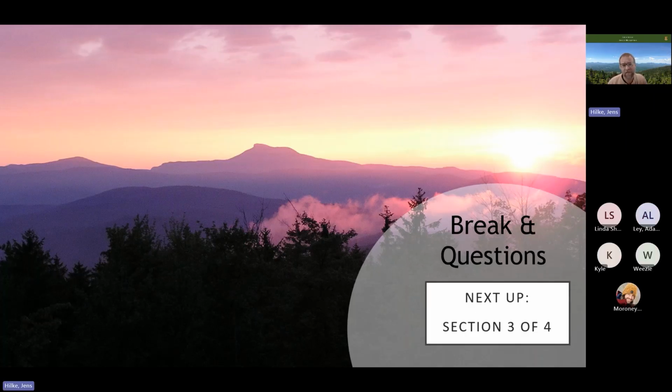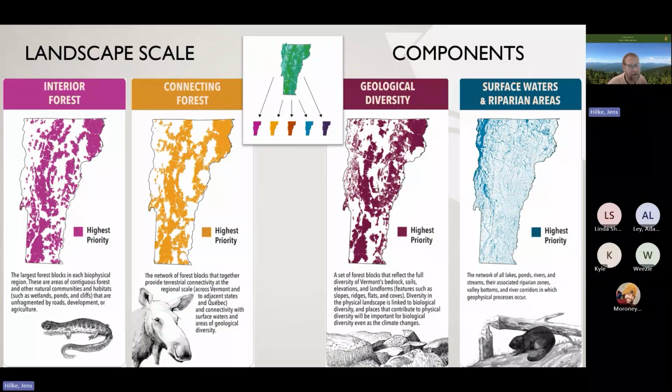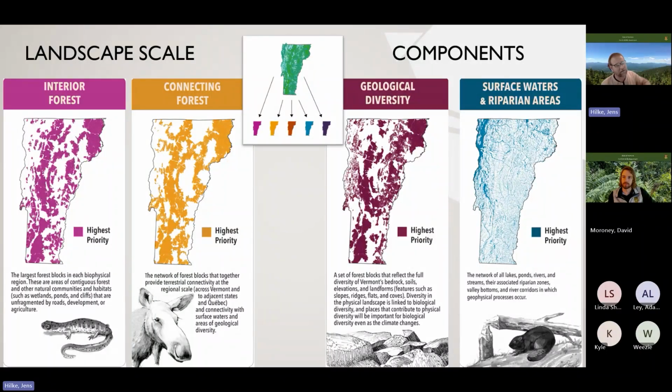So let's take this singular prioritization and explode it into its parts. And first, we'll talk about the landscape scale components, and then we'll talk about the species and community scale components. So with the landscape scale, I've mentioned before, but that overall ecologically functional landscape and the landscape blocks are really subsets. They're selections of forest blocks that were selected for interior forest, for connectivity, for geological diversity, and then, of course, the surface water and riparian area network.